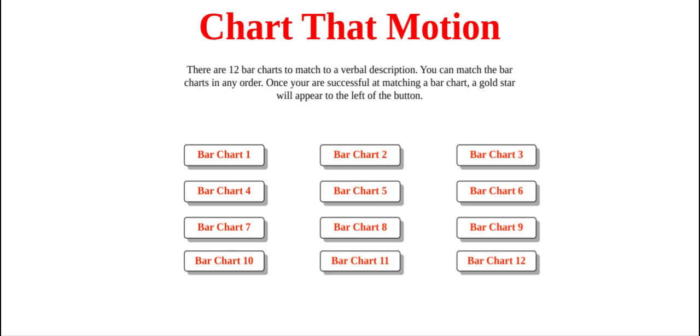Okay, so a short little video to show you how to use the Chart That Motion Interactive on the physics classroom. There are 12 bar charts to match to a verbal description. You can match the bar charts in any order. Once you're successful at matching a bar chart, a gold star will appear to the left of the button.